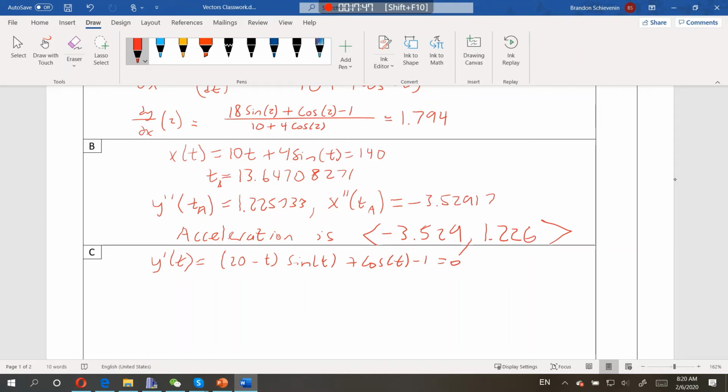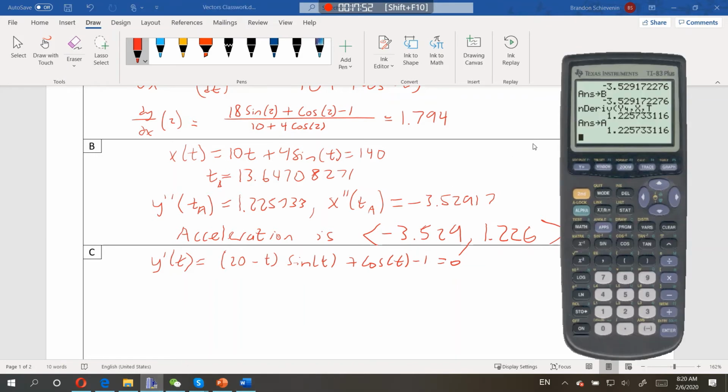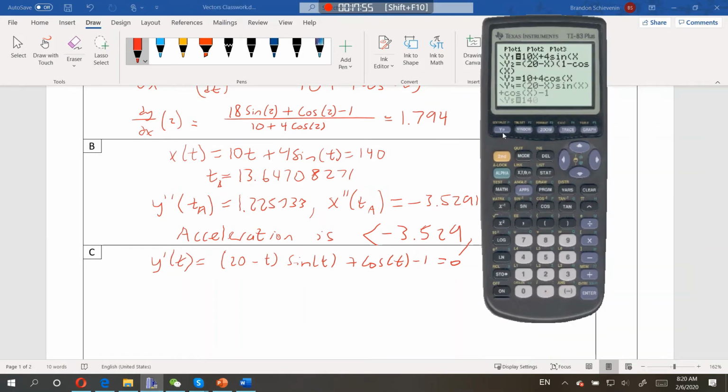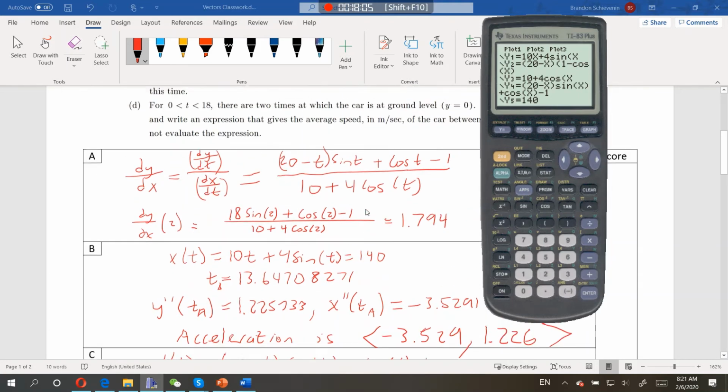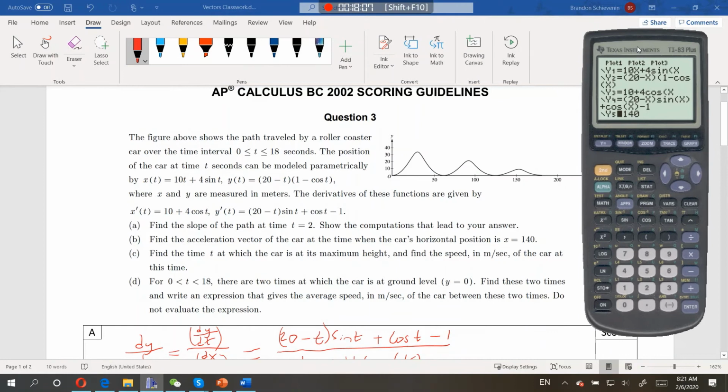Okay, so we set that equal to 0 and solve for y prime. So if we do that here, our y prime is y4. What should my window be in order to see this? I just do zoom 6 or zoom 9 or zoom 0. Not 6, maybe 9 or 0. Fit, yeah, zoom fit.